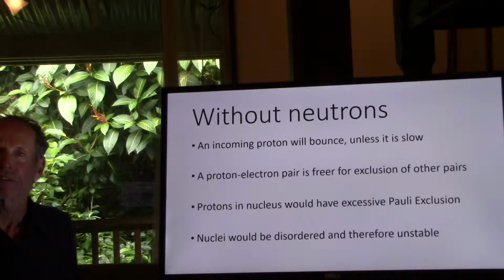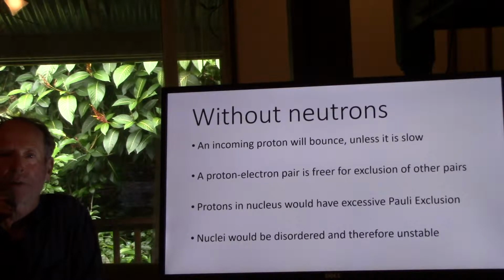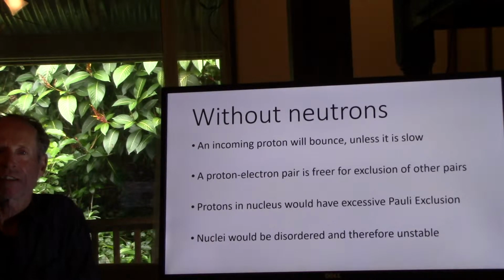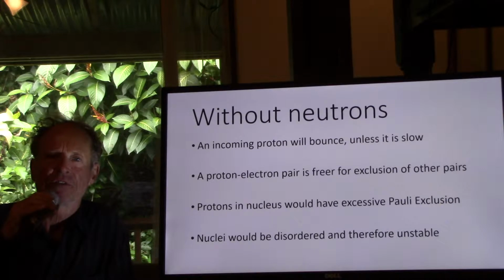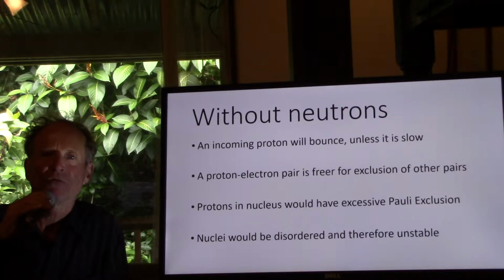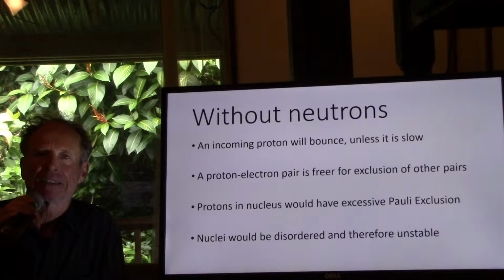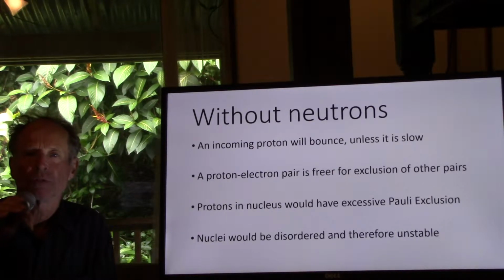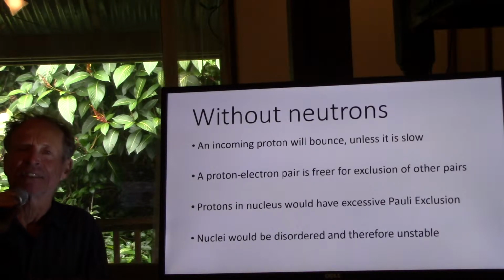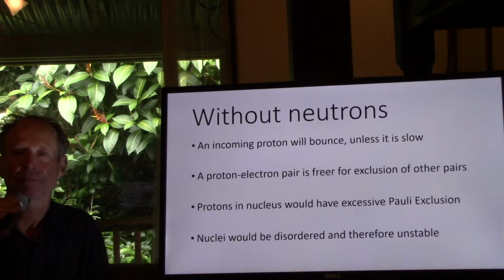Because without neutrons, you just would have, say, one incoming proton hitting another proton, and they'll just bounce off each other unless they're both pretty slow compared to each other. The proton-electron pair is freer for exclusion of other pairs, meaning the Pauli exclusion principle has more freedom when there's no neutrons around that are connected to these protons, because it tends to make lines of protons forming lines of protons, and there's a polarization going on.